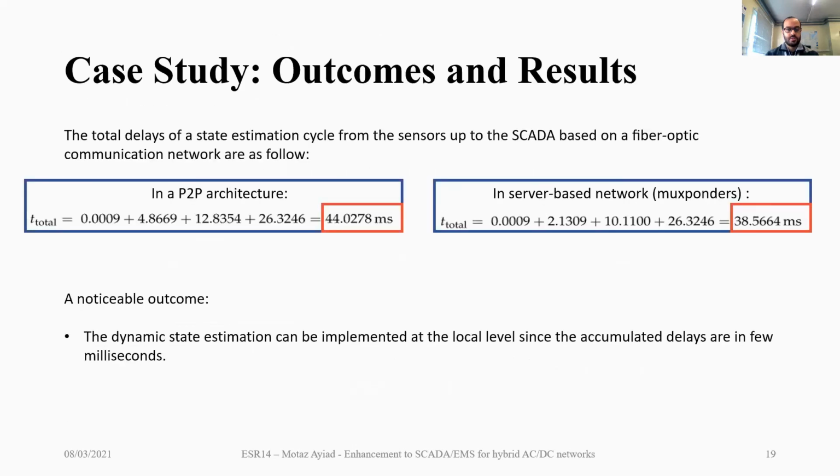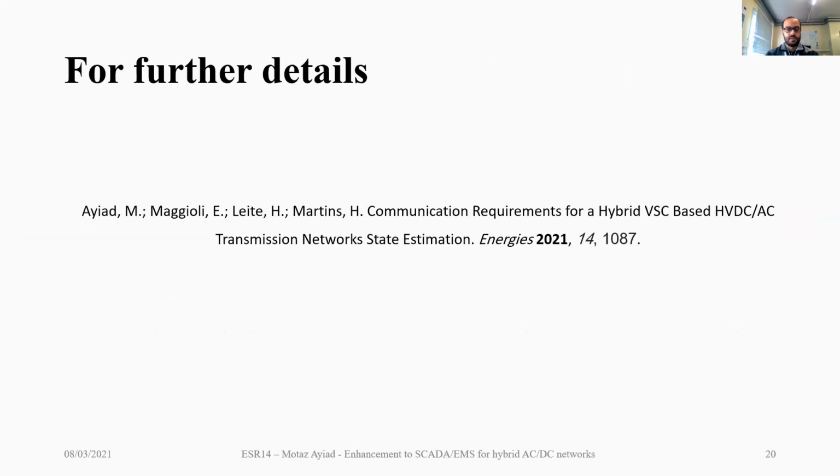As outcomes and results, we found out that in a peer-to-peer architecture, the total time delay is around 44.02 milliseconds. But by using the server-based network, the time delay can be reduced to 38.56 milliseconds. A very noticeable outcome is that these delays allow the dynamic state estimation to be implemented. For further details, please have a look at our recent publication, Communication Requirements for a Hybrid VSC-based HVDC AC Transmission Networks State Estimation.